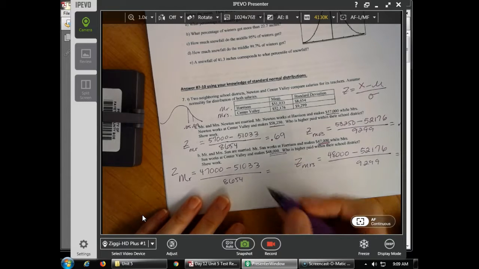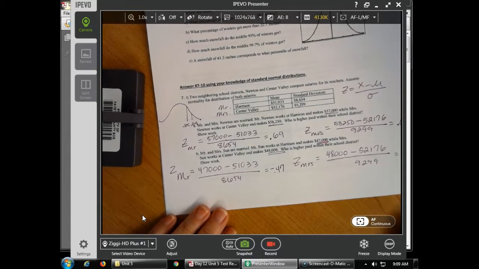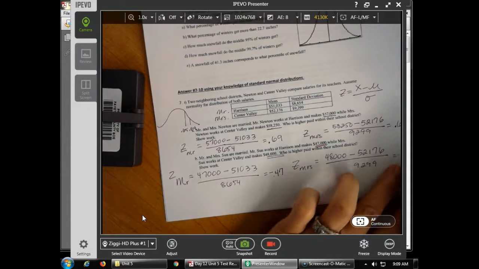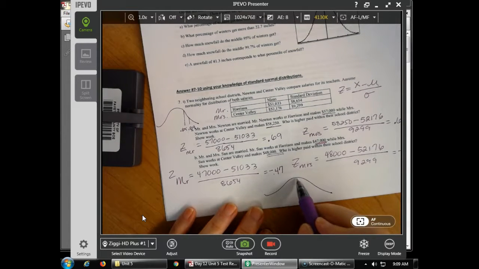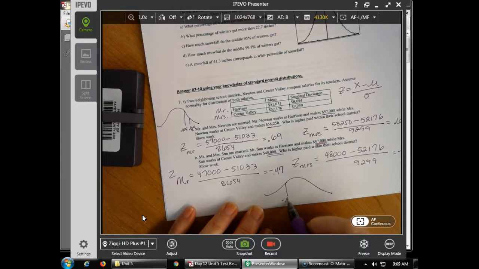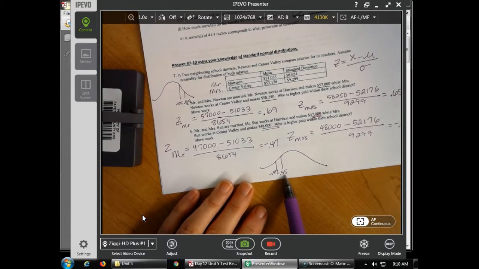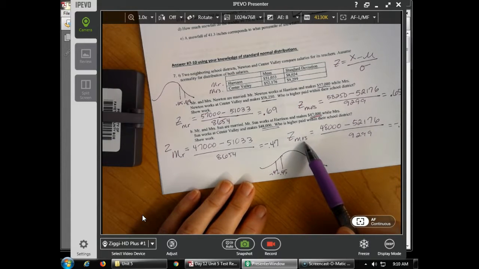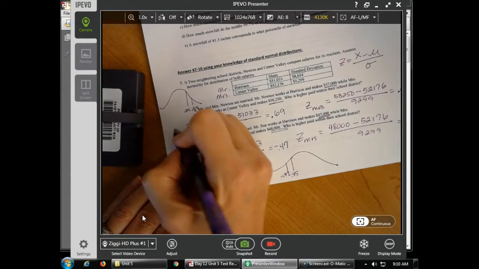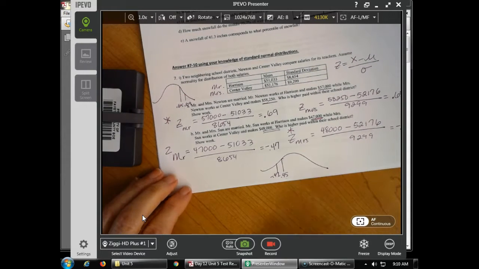Did you get negative 0.47? Yeah. Okay. And then for the other one? Negative 0.45. Now, when you put these on the curve to think about them, be careful. Negative 0.45 is bigger than negative 0.47. I'll put that right there, okay? So negative 0.45 is actually scoring higher. So Mrs. Sun makes more here, Mr. Sun made more here. So higher paid, okay? So just be careful with the negatives.